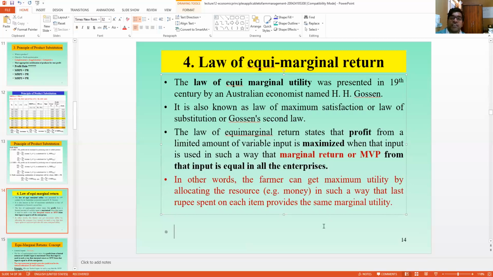That is why it is called the law of maximum satisfaction. In other words, you can say the farmer can get maximum utility by allocating the scarce resource, that is money, in such a way that the last rupee spent on each item provides the same marginal utility. Able to follow it? You will with the help of this example.